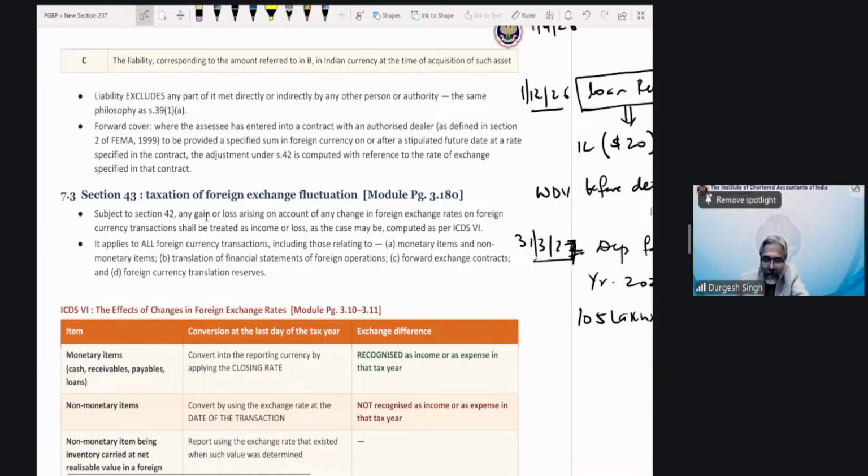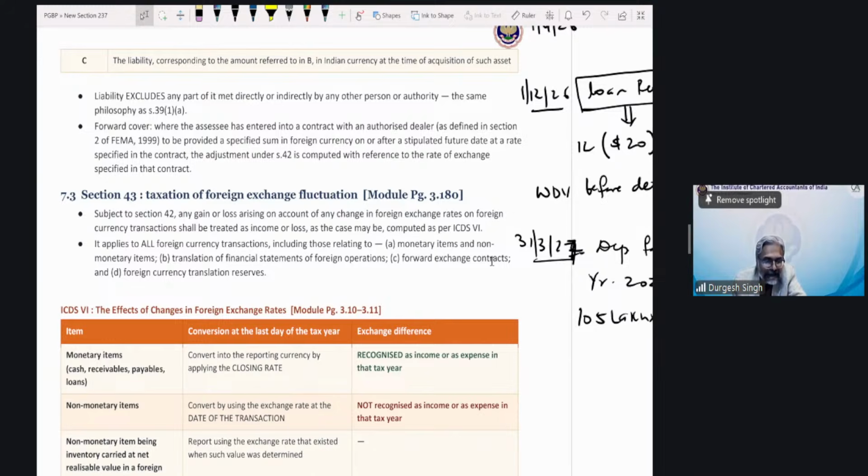See section 43, students, what it says. In this case, subject to 42. So always check 42 first. Any gain or loss arising on account of any change in the foreign exchange rates or foreign currency transaction shall be treated as income or loss, as the case may be, computed as per ICDS number 6.